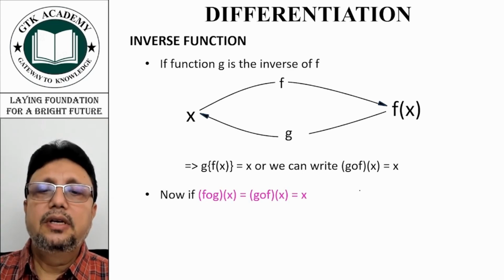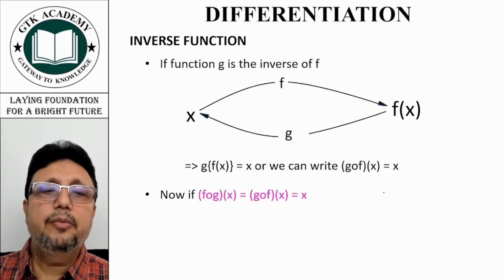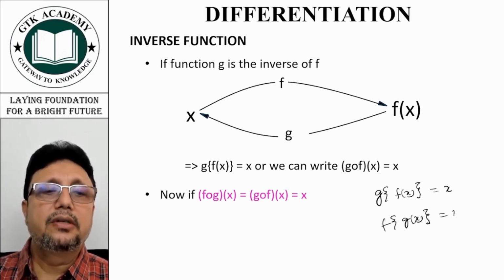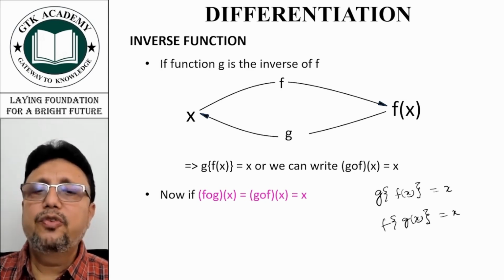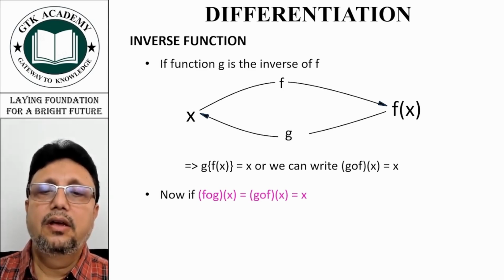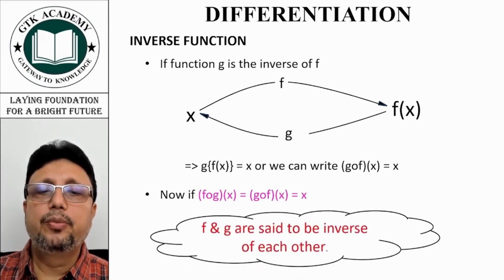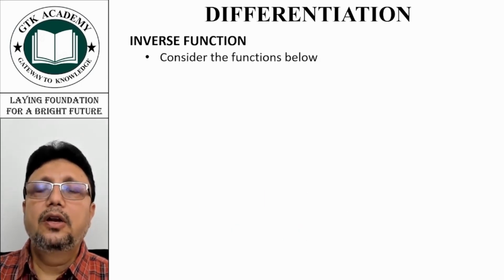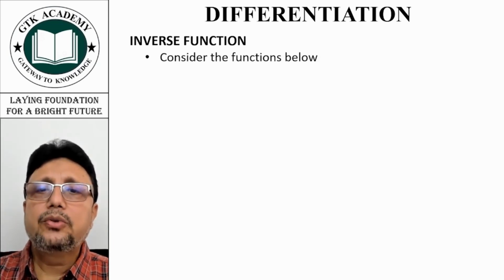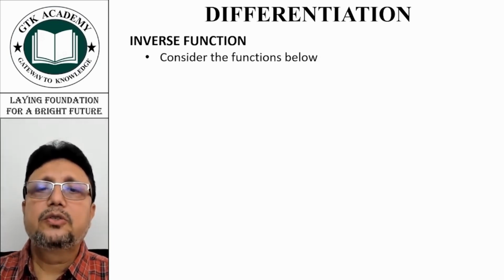Now, if f of g of x and g of f of x are both equal to x, that means g of f of x is equal to x, and f of g of x is also equal to x. Then both these functions g and f are inverse of each other. They are said to be inverse of each other. Now, since we are going to talk about inverse trigonometric functions, let us discuss them.